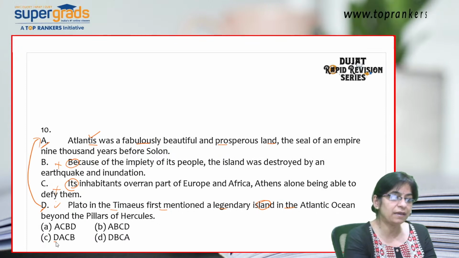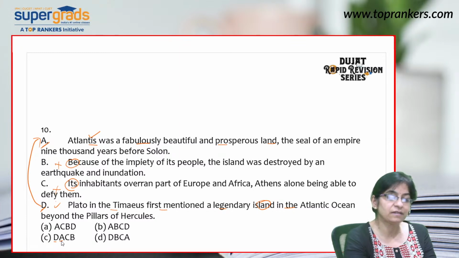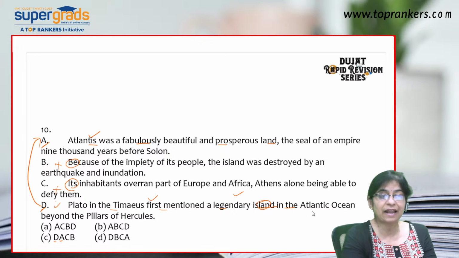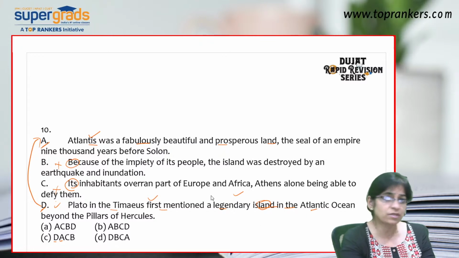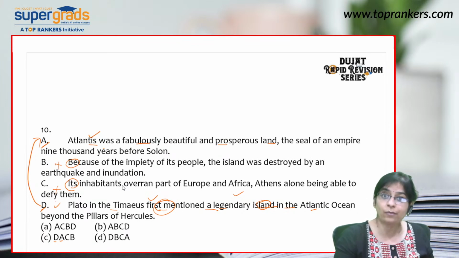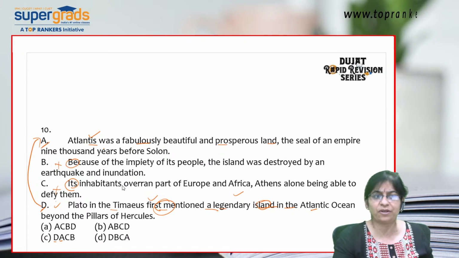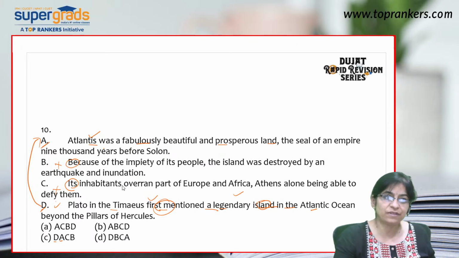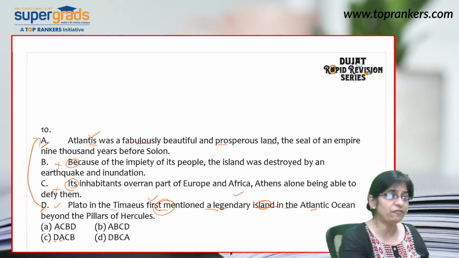So, D can be the passage opener and then A can naturally succeed D. Why? It was introduced for the first time as a legendary island in the Atlantic Ocean, probably because of which it was called Atlantis. So it was the first mentioned opening statement. Then they're further talking about what Atlantis was or how Atlantis was. So it was beautiful and prosperous, and it was the seat of the empire 9,000 years before Solon. So we have kind of figured out the answer.